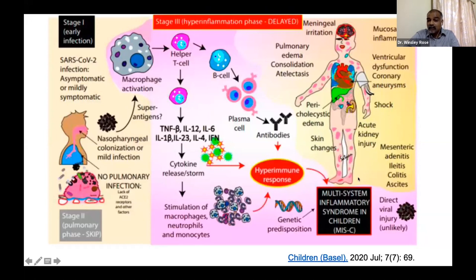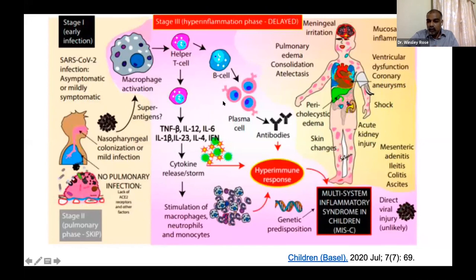And this causes changes in many tissues in the body, which can include meningeal irritation. There is pulmonary edema, consolidation, and atelectasis. There are skin changes, there is acute kidney injury, coronary aneurysms, shock, and involvement of the abdomen with ileitis, colitis. Now, all of these can happen.